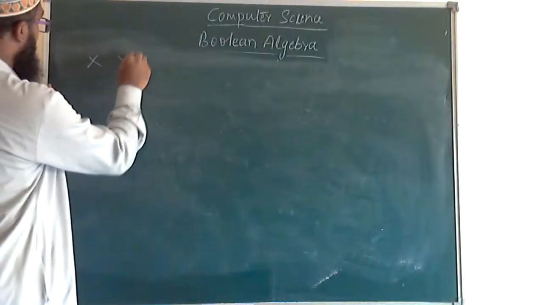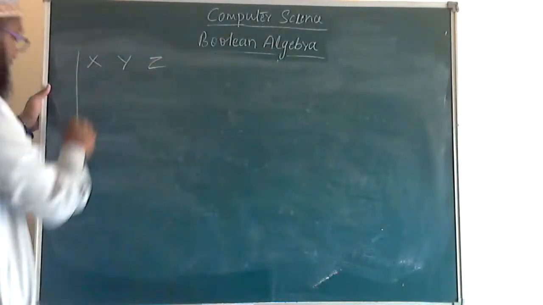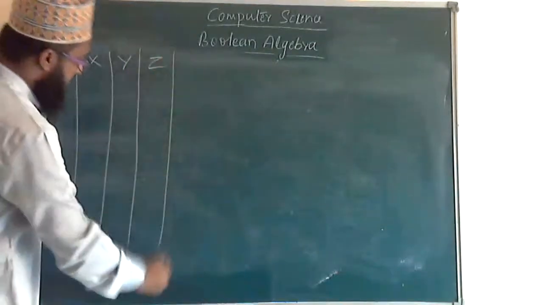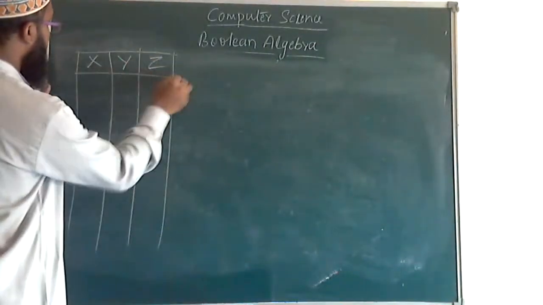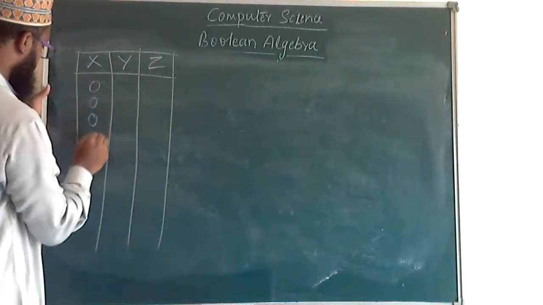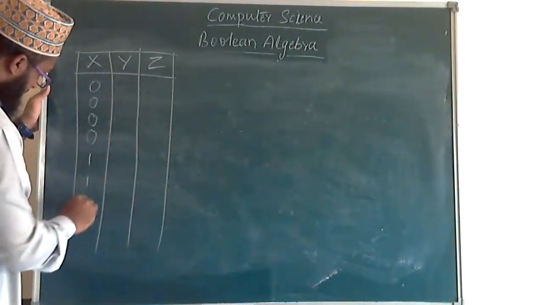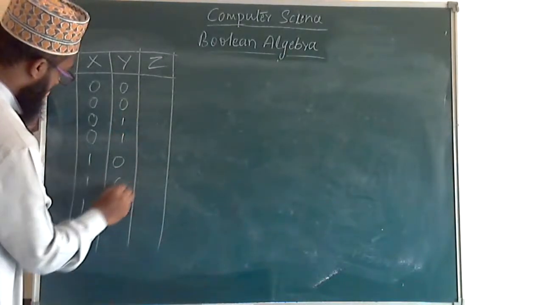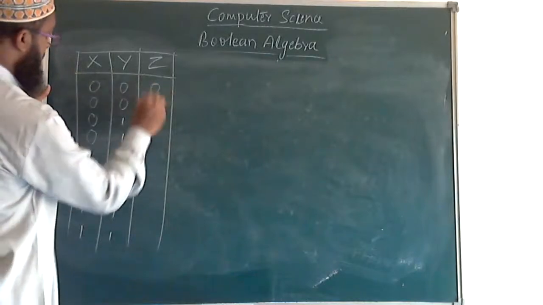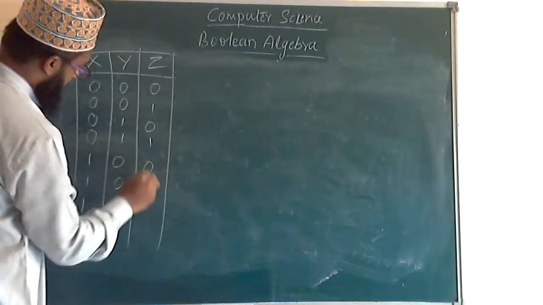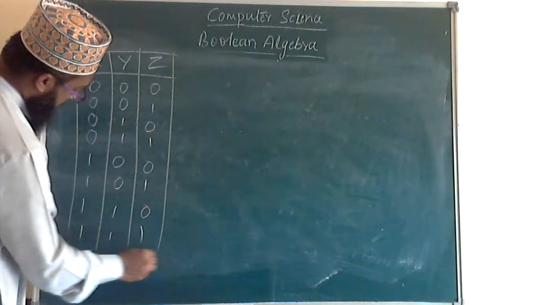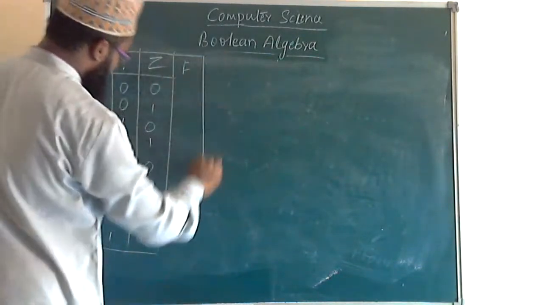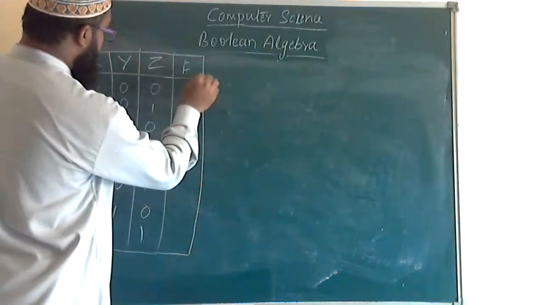X, y, and z. You already know that for three variables in an expression, we have to take 8 values for every expression: 1, 2, 3, 4, then 5, 6, 7, 8. Here, the values of x are 0, 0, 1, 1. Here, the values of y are 0, 1, 0, 1, 0, 1, 0. For this, the result is f.